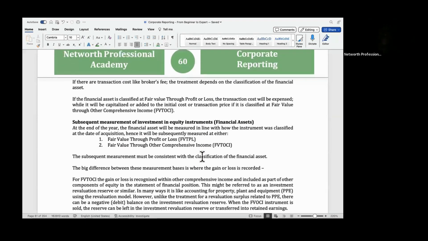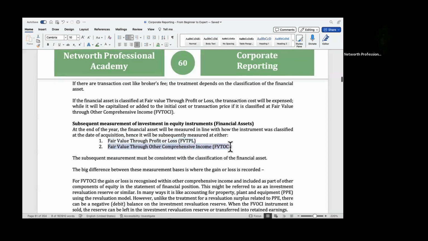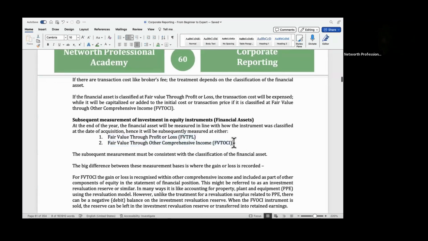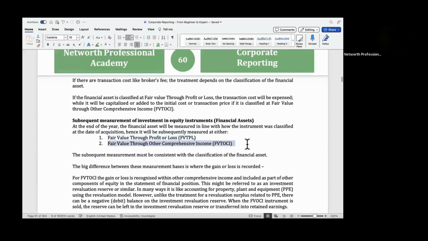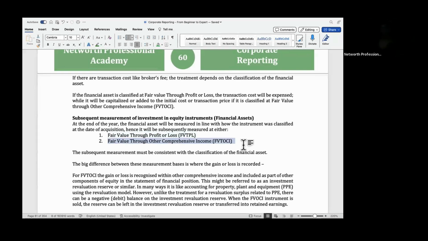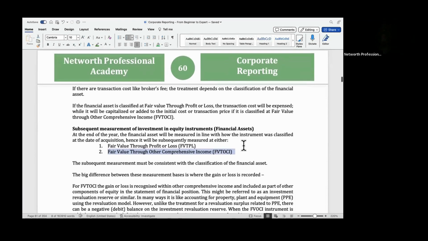And at the end of the year, which I call subsequent measurement, that financial asset will be measured at fair value through P&L or at fair value through OCI. And the difference between measuring at fair value through P&L or at fair value through OCI is basically how you treat changes in value. Because when you buy shares, like the example I gave you, that they bought shares for 2 naira, at the end of the year, the price is not going to remain at 2 naira. It's either going to go up or come down.